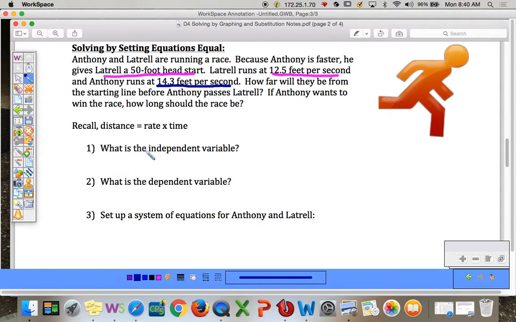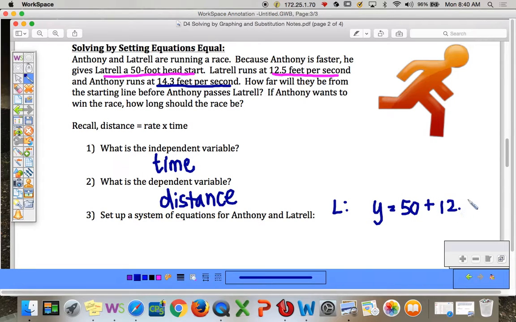So it says, what's the independent variable? So here again, it's time. But this time, the dependent variable is distance. So if we write their equations, let's do Latrell's first. His is y equals, he starts 50 feet ahead, and he runs at 12.5 feet per second. And that's your rate of change, so we put the x. For Anthony, he starts at the starting line, so he doesn't have a y-intercept. Well, it's 0, but his rate is 14.3.